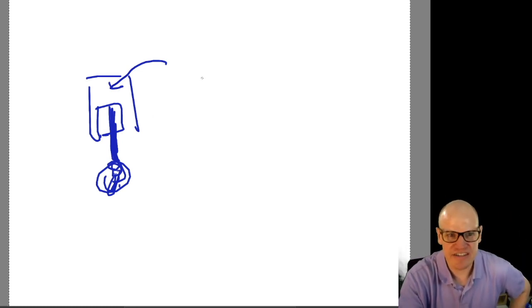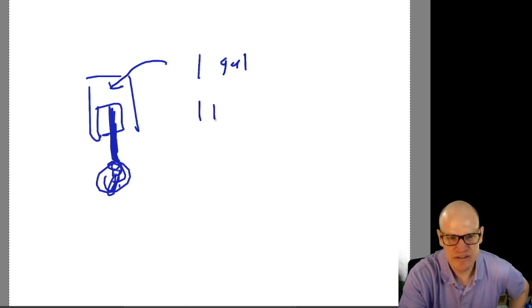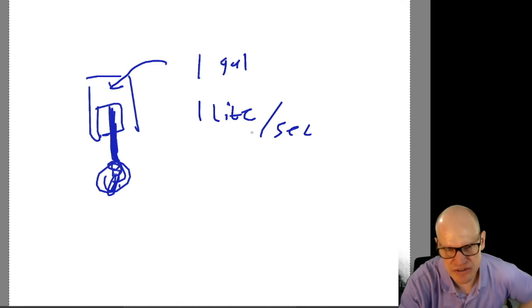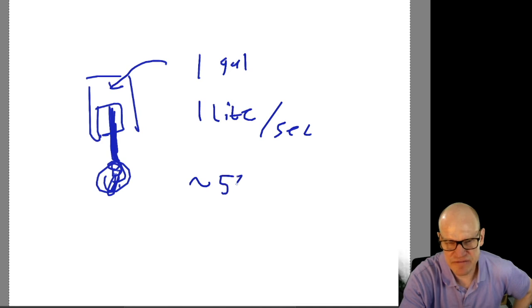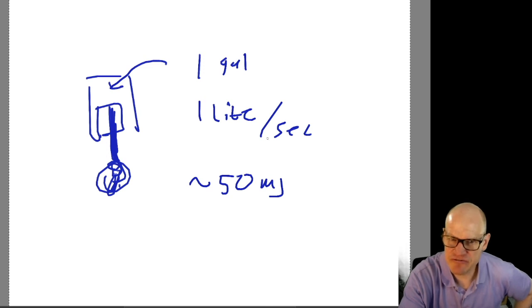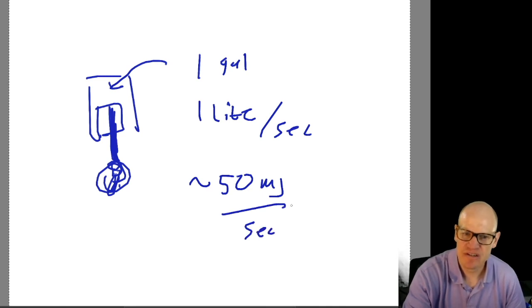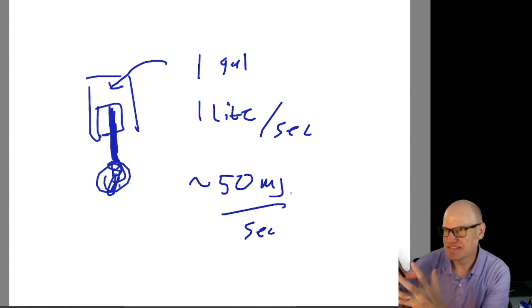When you fill up your car with gas, you're doing about a gallon every 4 seconds. So let's say 1 liter per second. How much energy is there in a liter of hydrocarbon bonds? A single liter of hydrocarbons in liquid form is something like 50 megajoules. That means when you're filling up your car with gas, 50 megajoules per second is going in.